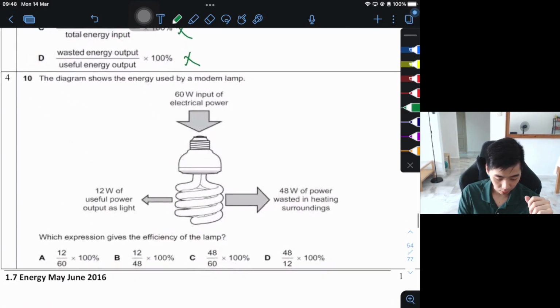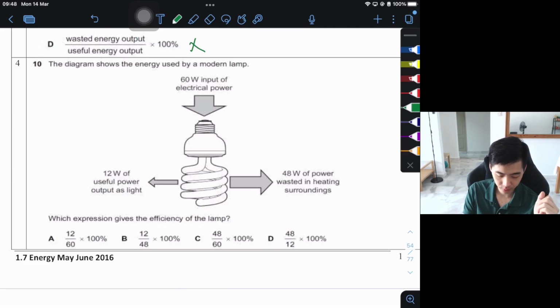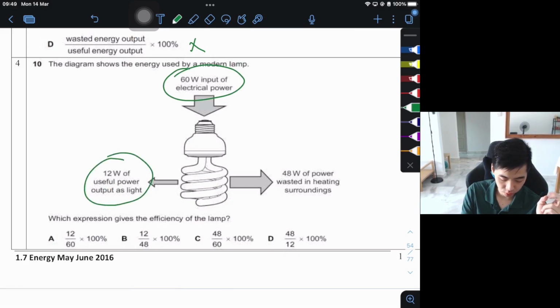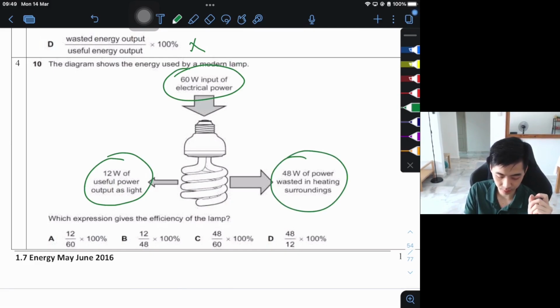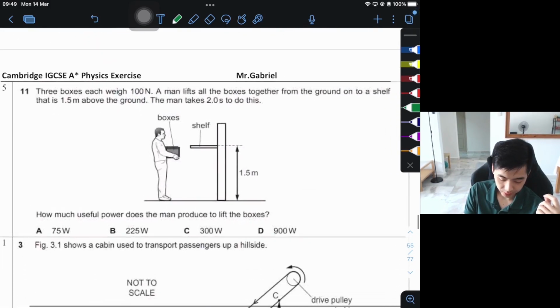Right? And looking at this question here, what do they want from you? The diagram shows the energy used by a modern lamp. So you start off with inputting 60 watts of electrical power. 12 watts of it was used as output light and 48 of it was wasted as heat in the surroundings. Which expression gives the efficiency of the lamp? Obviously this one here is total output over total input times 100%, which is going to be A here. Nothing much to explain there.